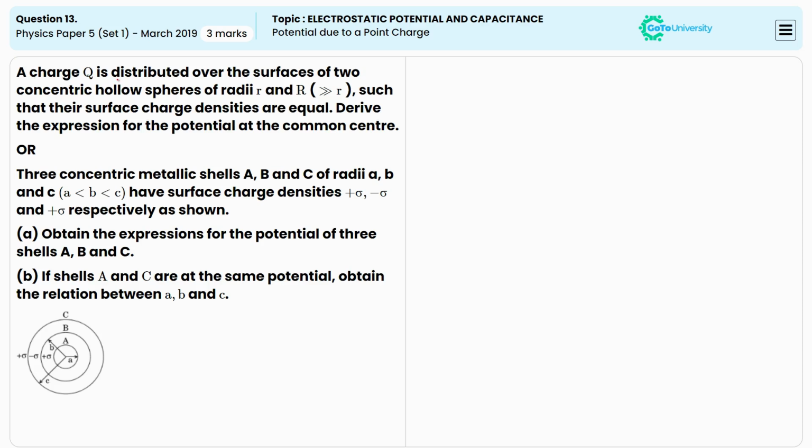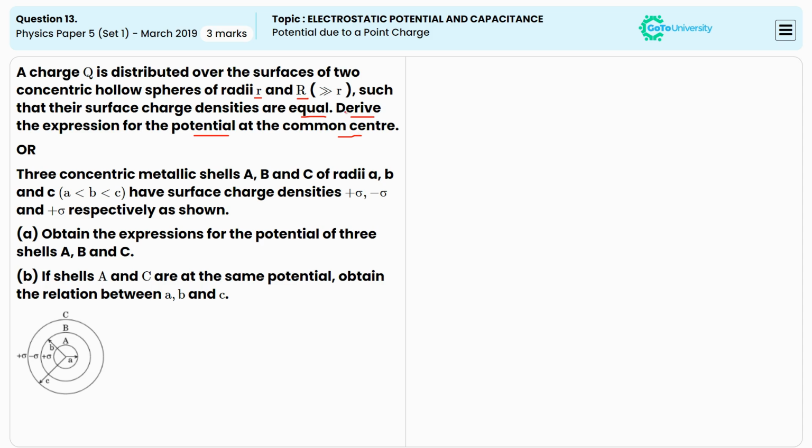A charge Q is distributed over the surface of two concentric hollow spheres of radii R1 and R2, where R2 is greater than the previous one, such that their surface charge densities are equal. Derive the expression for the potential at the common center.